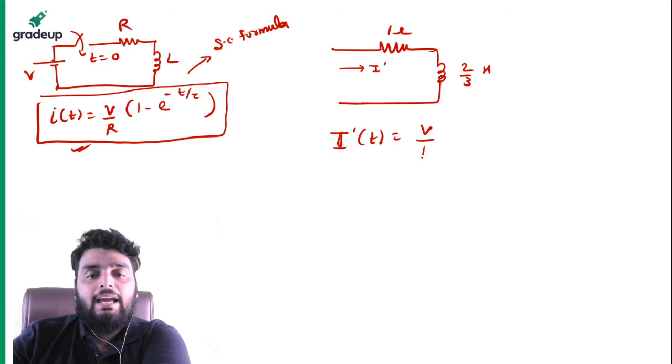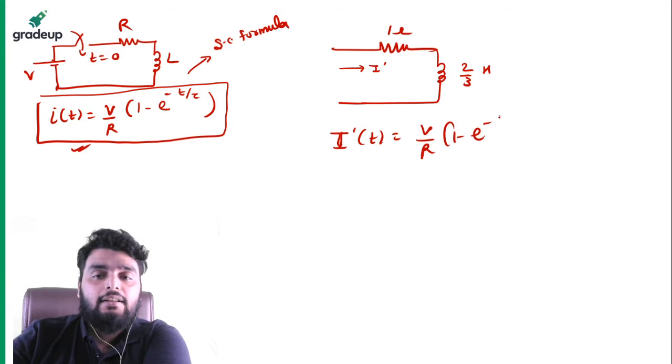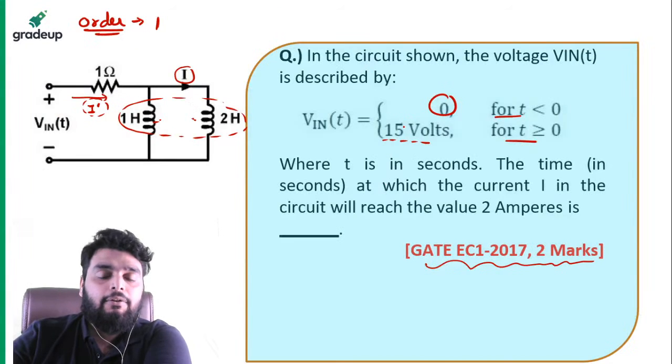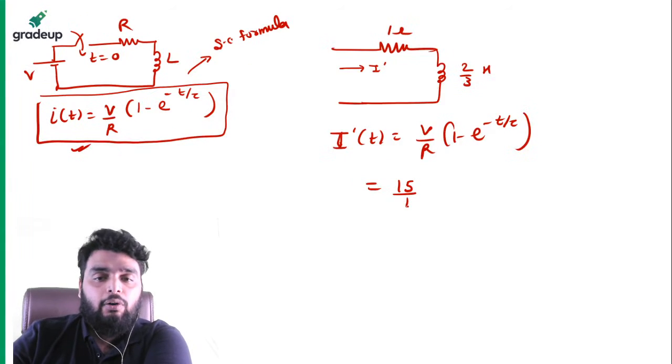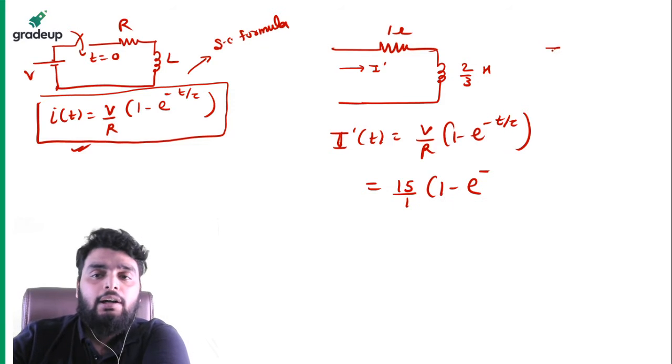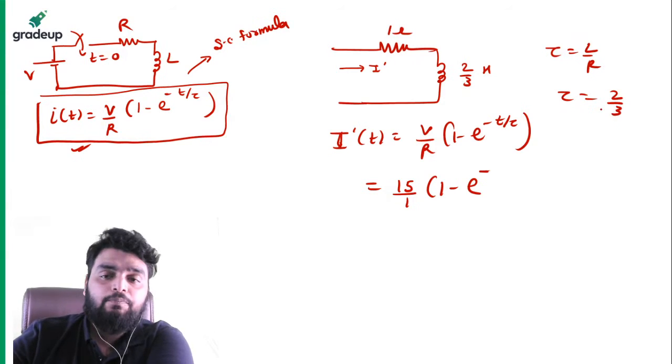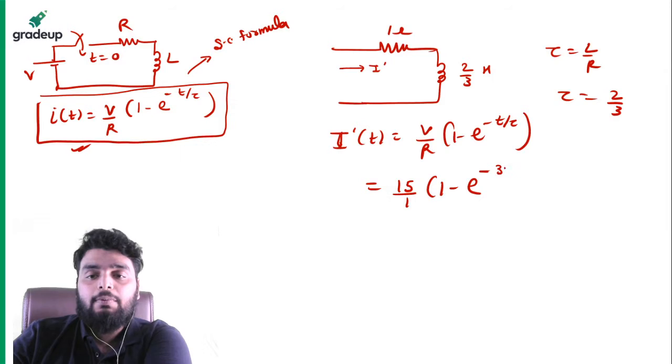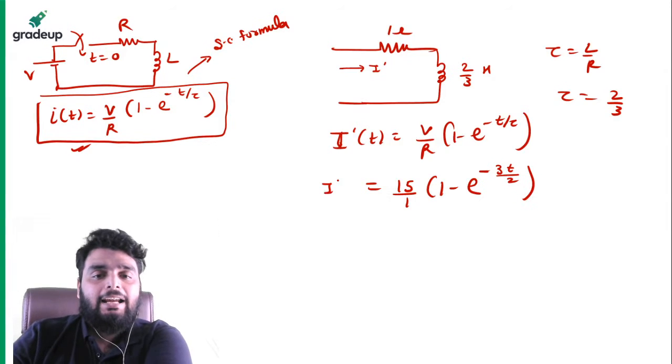Formula is V by R times (1 minus e raised to power minus t by tau). Now what is voltage? Voltage here is 15 volt. Resistance is... Tau is L by R, so tau comes out to be 2 by 3, right? So it comes out to be 3t by 2, right? This is the I dash t.